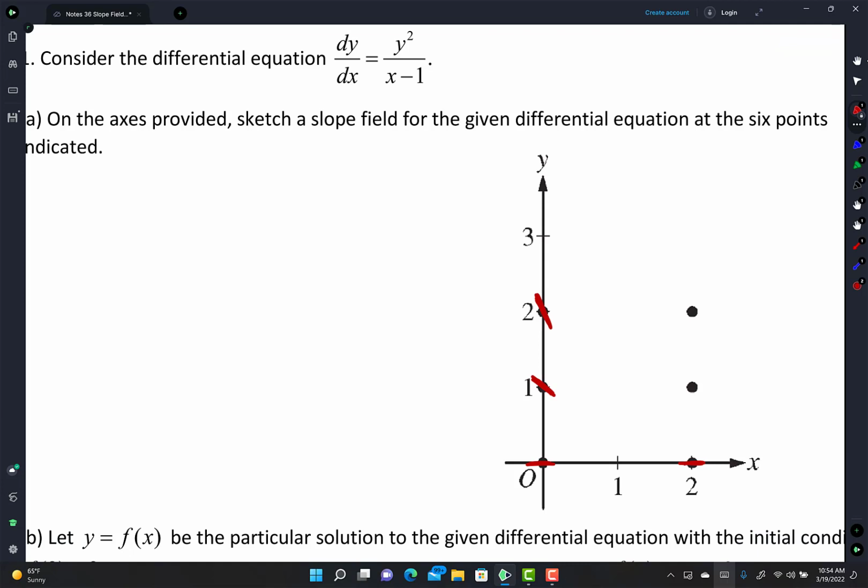Go to the next one, 2, 1. So let's see. 1 squared is 1, 2 minus 1 is 1. So that's going to be a slope of 1. There it is. And then 2, 2. 2 squared is 4. So make it steep.